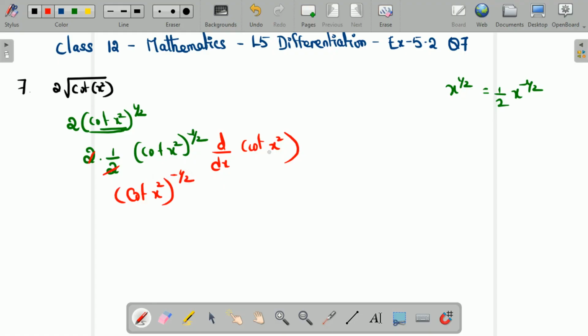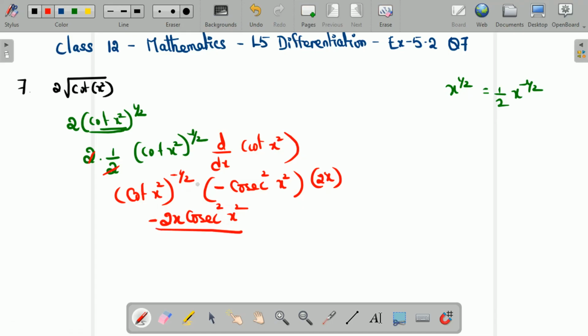Now let's differentiate cot of x squared. Cot of x squared is going to be minus of cosecant squared of x squared into d by dx of x squared. So this is going to be equal to another 2x on differentiation. Now the entire thing, that sign, I'm going to take this off. So this is minus 2x cosecant squared x squared.